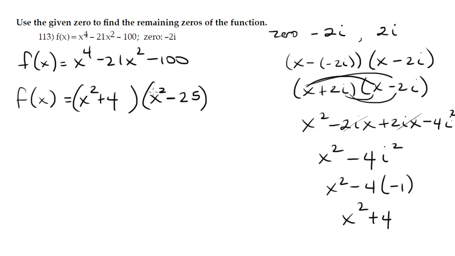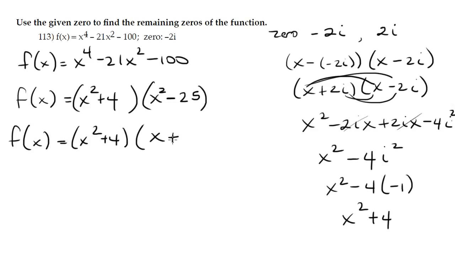Oh wow, look, x to the 4th. There's the minus 100. Here's minus 25x squared plus 4x squared. That's my negative 21x squared. Okay, perfect. So this factor here gives me these two zeros. And look, I know how to factor that.